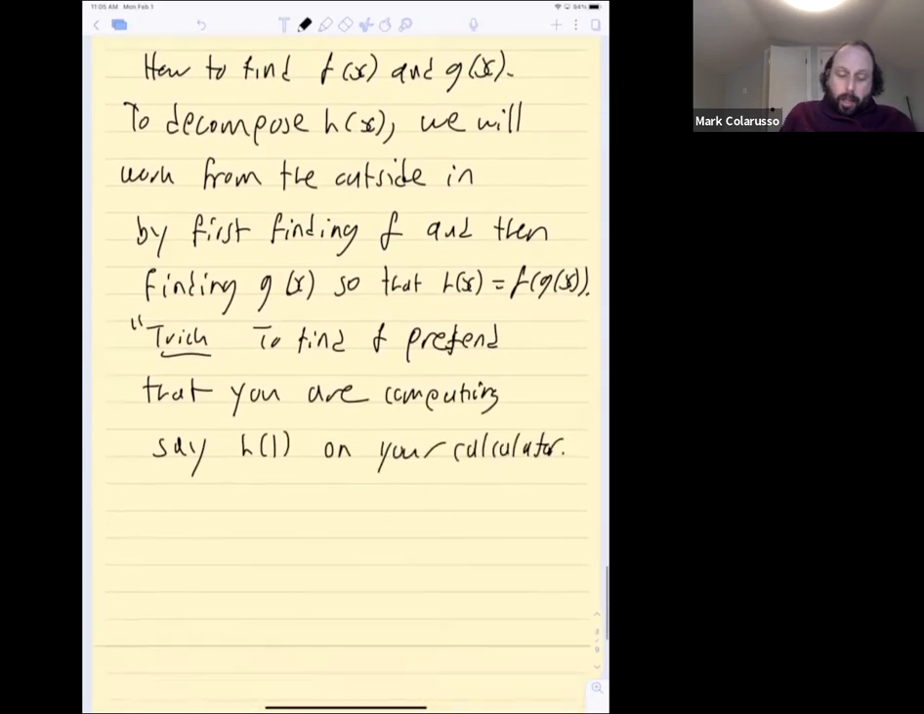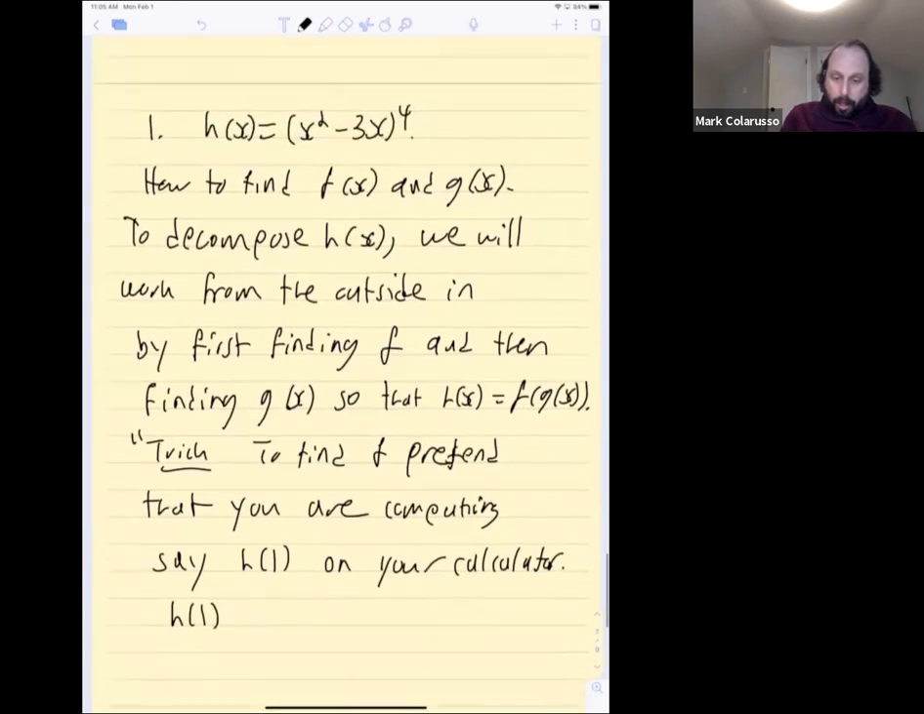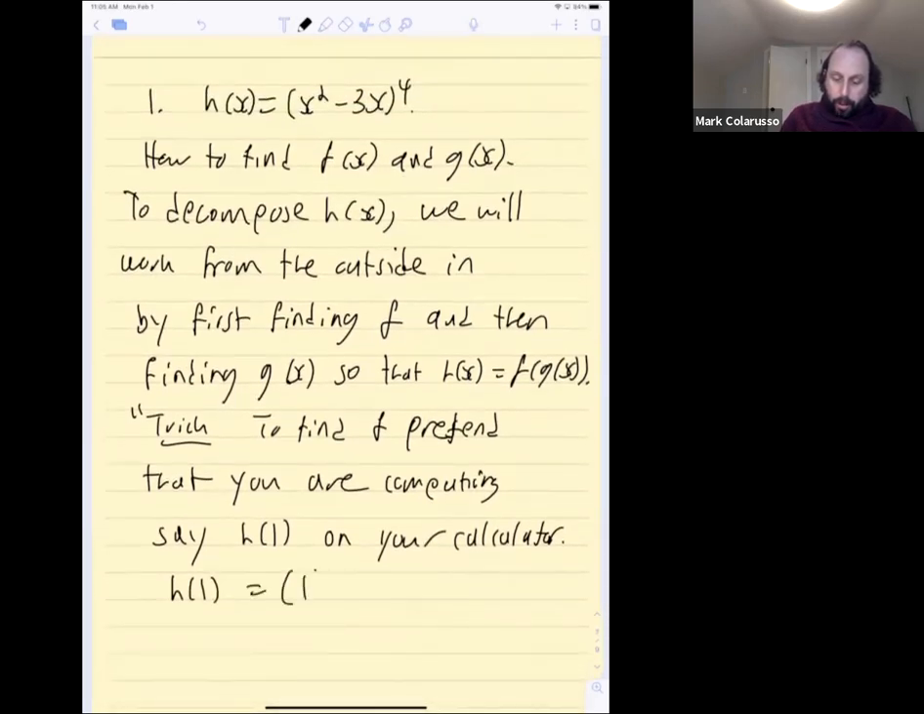So if I were computing h at 1 on my calculator, what would I do? I'd plug in 1 for x, so I'd have 1 squared minus 3, all to the fourth. What is the last button you would hit on your calculator to compute this? Ask yourself that question. What is the last button that you would hit on your calculator to compute this number, h at 1?